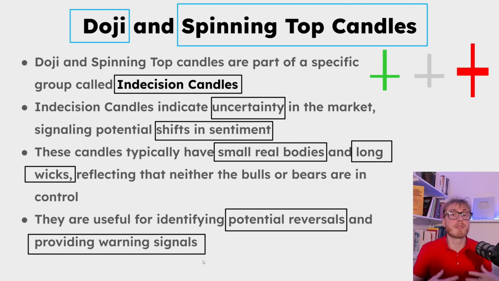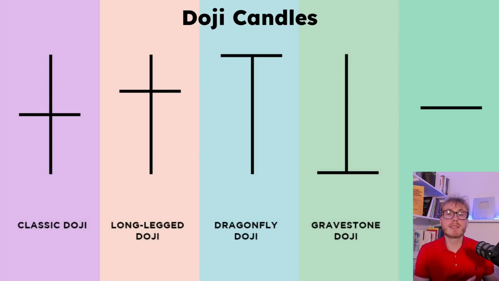So for example, if you are in a trade, whether you are trading long or short, these Doji and spinning top candles can give us warning signs that it might be time to actually exit the trade, and so on and so on. So now let's dive a little bit deeper into Doji candles.